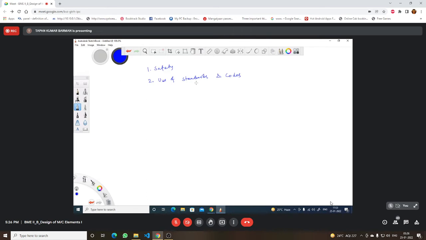Now when you are coming to standards and codes, what is standard, what is code? Standard is basically a set of specification. A set of specification for what? A set of specification for parts, materials and processes. Why are the standards used? To achieve uniformity, efficiency and specified quality.